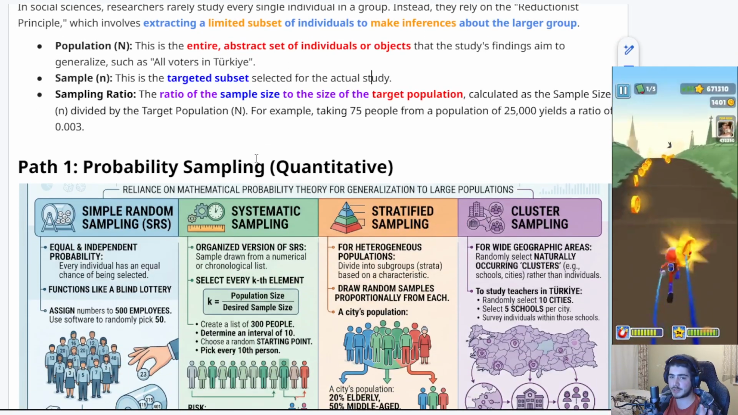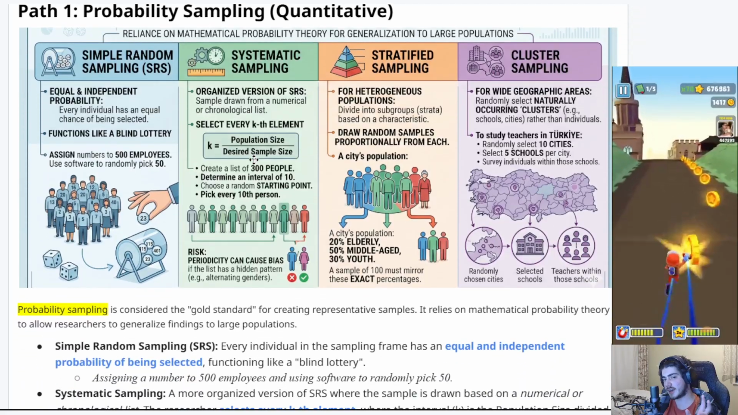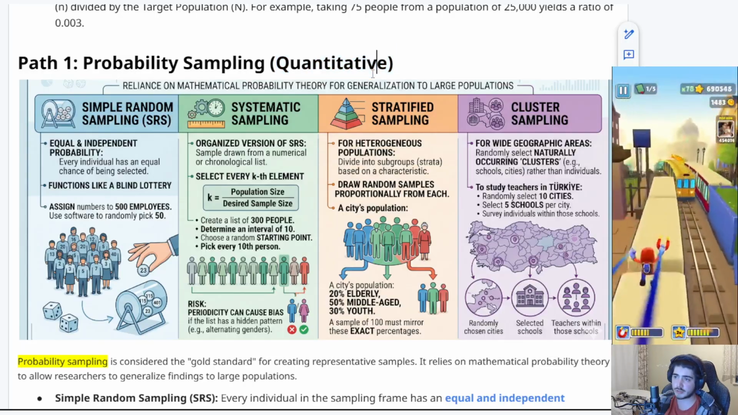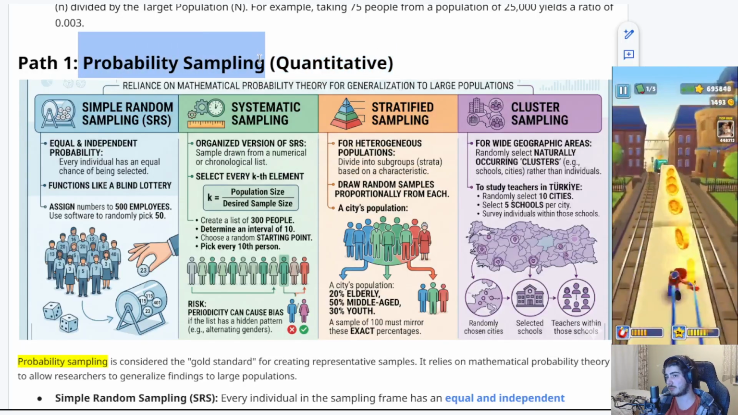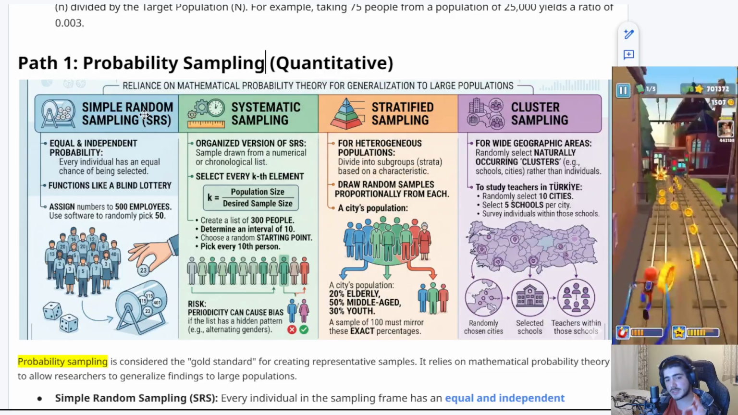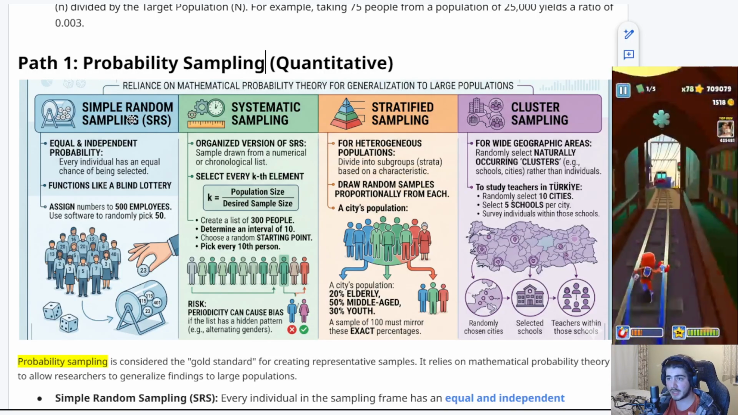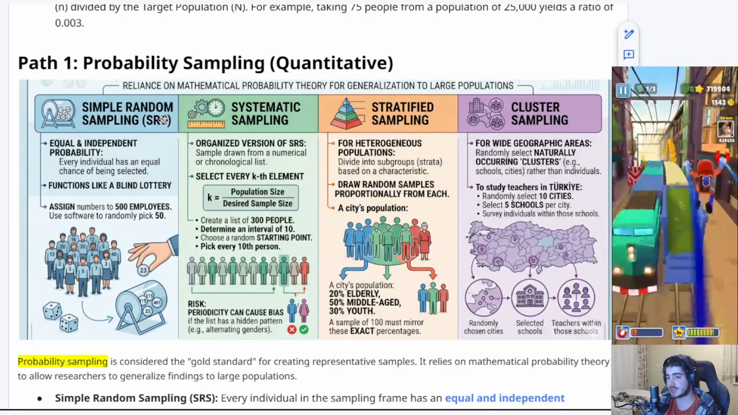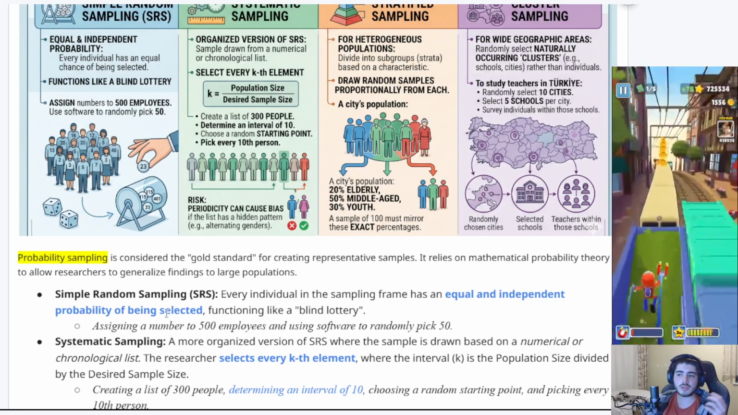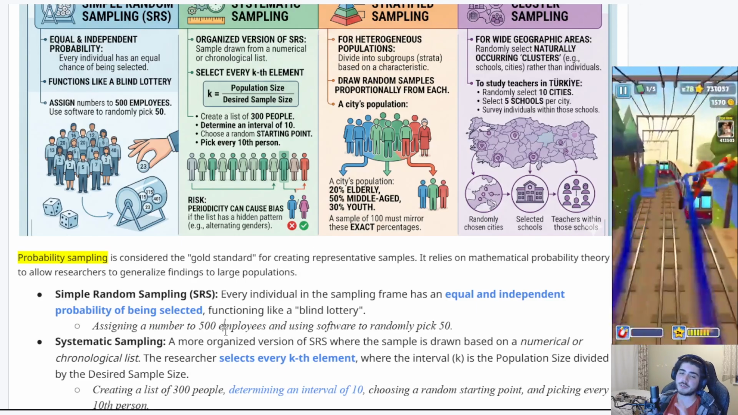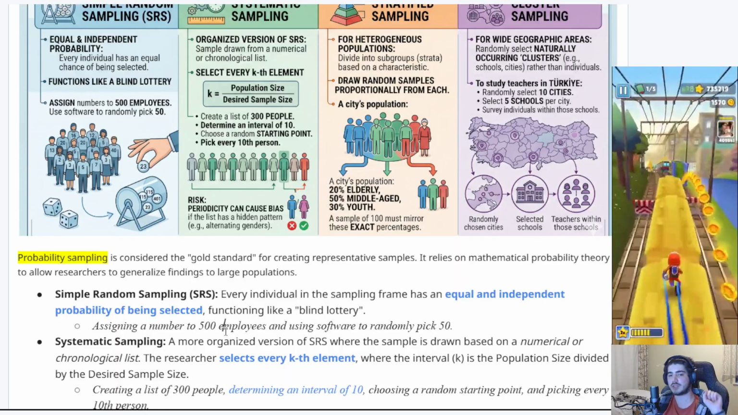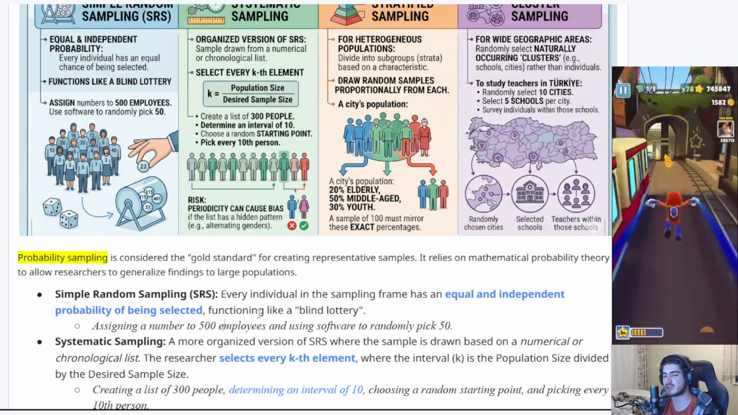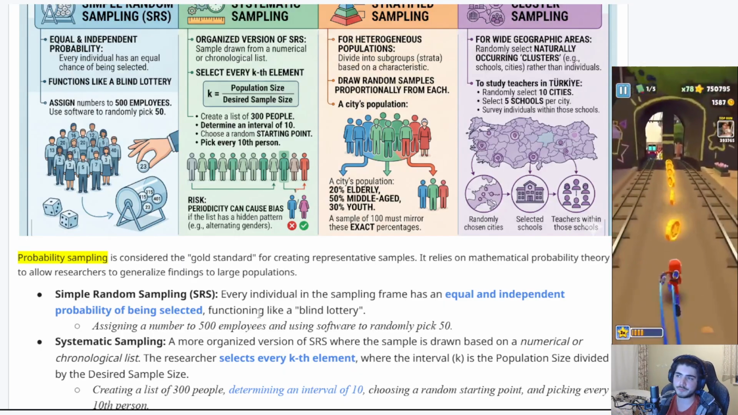And the way we pick these samples, there are multiple different methods. When we look at the quantitative methods, we have probability sampling. The simplest of them is simple random sampling, which is abbreviated to SRS. What does this mean? You assign a number to 500 employees and then pick 50 at random. There's no rhyme or reason to it. You just get 50 people without thinking about it at all.